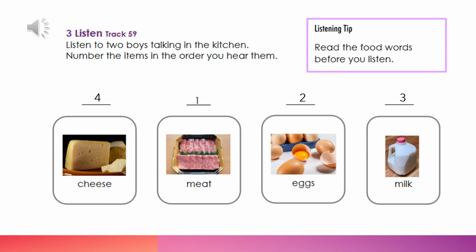Track 59. I'm hungry. Let's make something to eat. There's a lot of food in the fridge. What do you want to eat? Do you have any meat? No, I don't have any meat. Do you have any eggs? Yes, I have 3 eggs. Do you have any milk? Milk? Yes. Do you have any cheese? Yes, there's some cheese. Okay, then we can make an omelette.